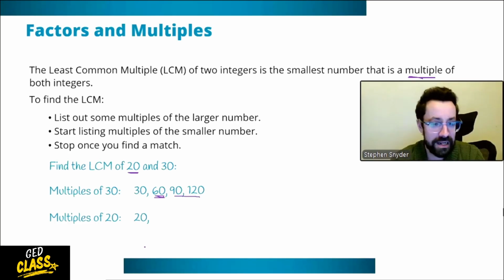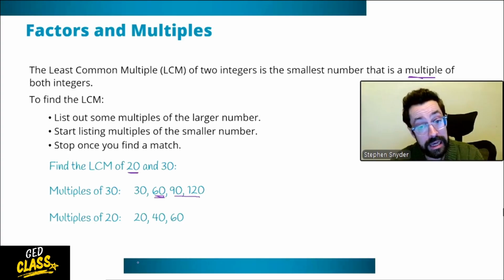So we have 20 times 1. Y'all, what's 20 times 2? It's 40. What's 20 times 3? 60. And this is the smallest thing that they have in common.